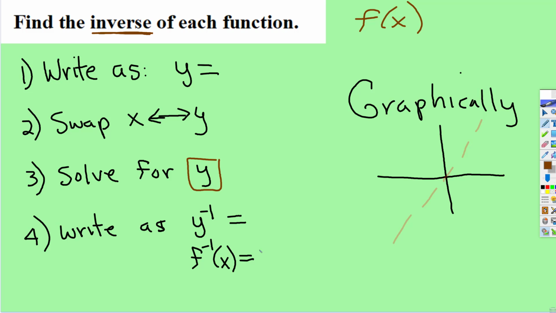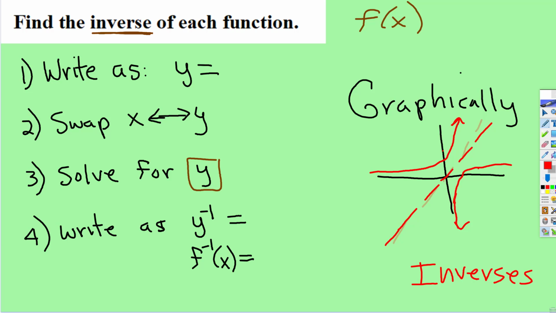And graphically, this is how you know functions are inverses. If you have one graph that looks like this, and the other graph looks like this, and if you imagine that diagonal 45-degree angle, if you could fold these two over and the graphs would lay on top of each other, that's how you know graphically that functions are inverses of each other.